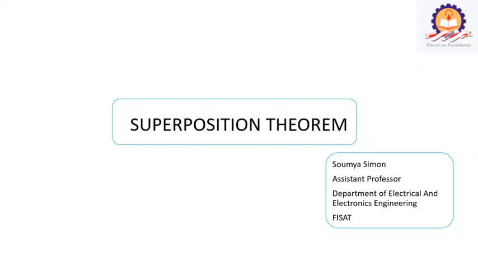Hello dear students, today's topic is about superposition theorem. This is the first topic in our first module. So let's start with superposition theorem.